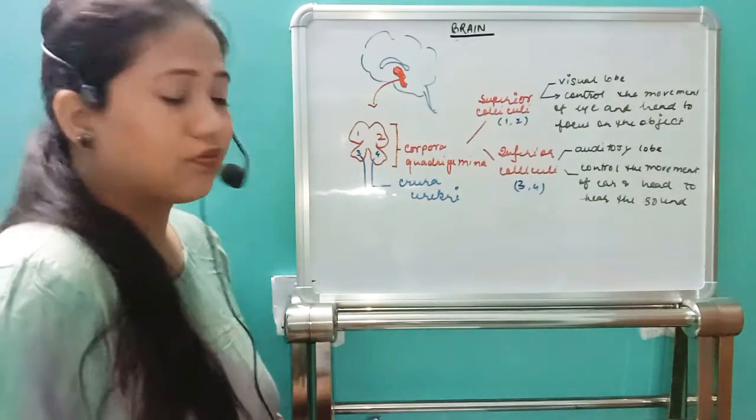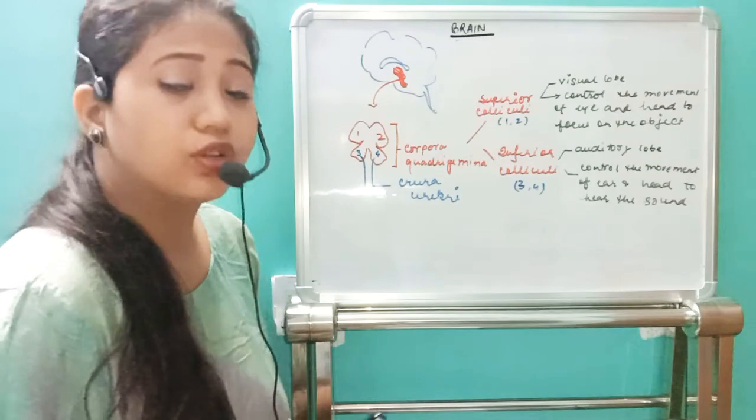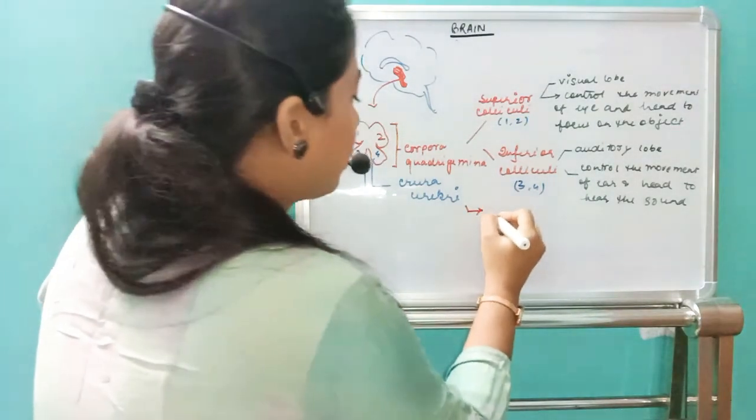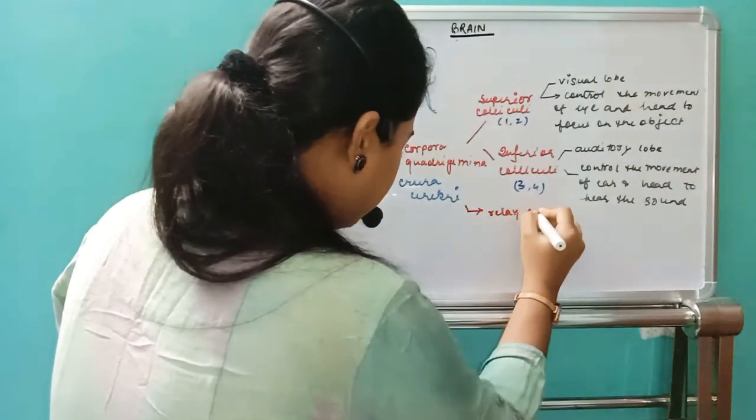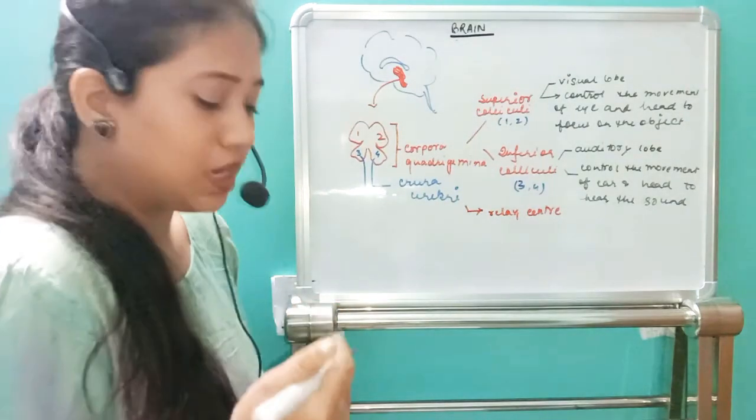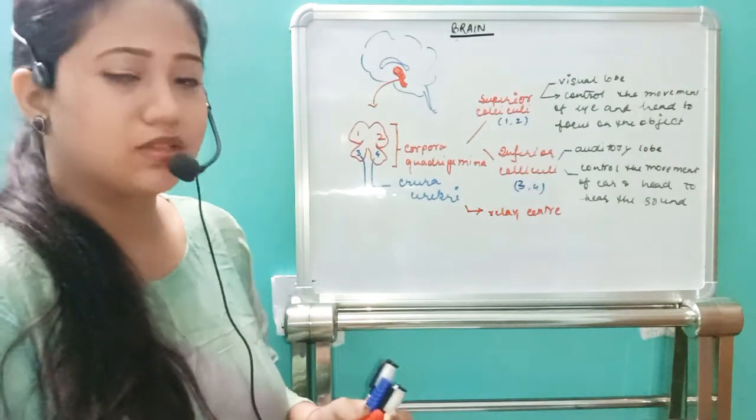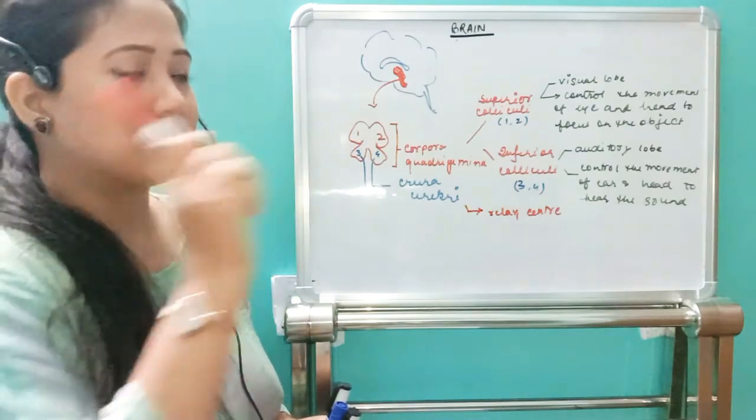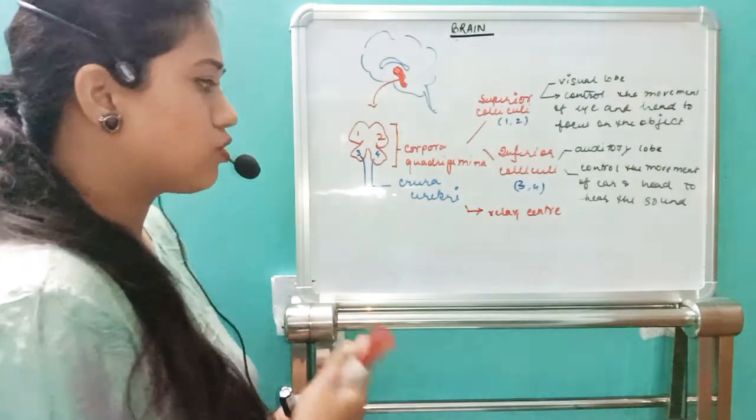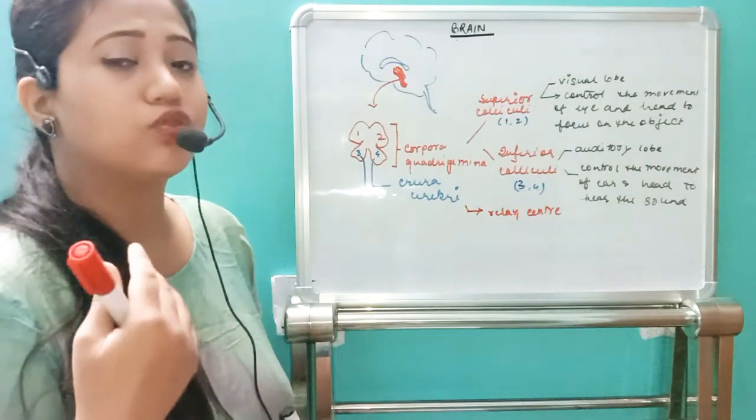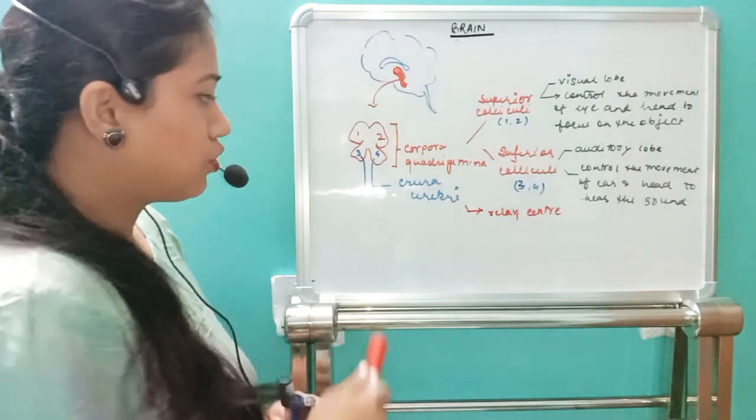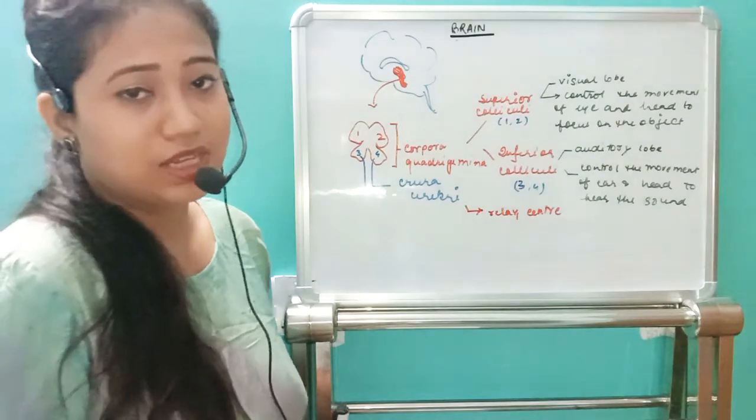Next, the second one, the crura cerebri. The crura cerebri have one important function: they act as a relay center. What is actually a relay center? You know the relay race. In a relay race, one stick is passed by one athlete to the next athlete, right? A relay center performs the same thing: it transmits the impulse from one center or one lobe to the next lobe. So the crura cerebri act as a relay center.